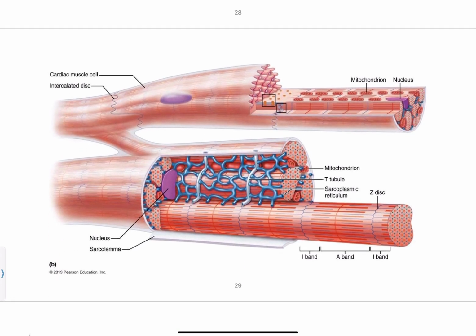This is a good visual to show you that we still have a lot of the same structures that we saw with skeletal muscle tissue. So we still have our T tubules, this little gray thing extending off of the plasma membrane, and we still have our sarcoplasmic reticulum, which is this blue web-like structure whose function is to store calcium ions. So all of that's the same. It's just not as elaborate as we saw with skeletal muscle tissue.